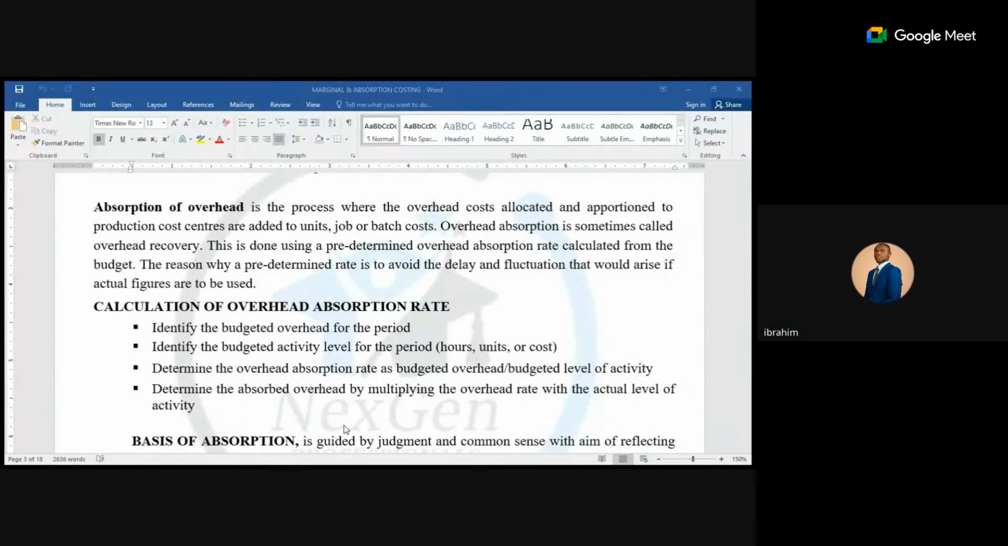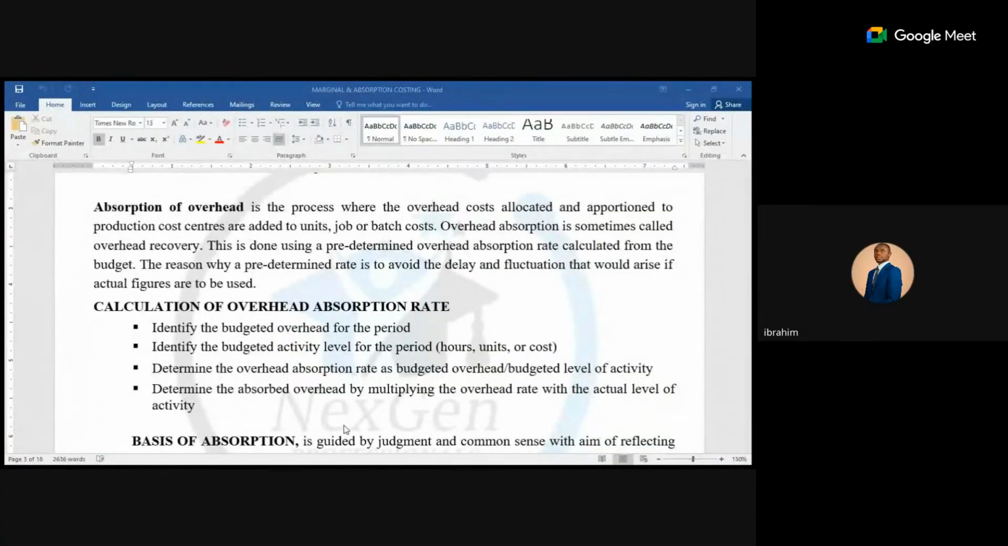Now, how do we determine this overhead absorption rate? Overhead absorption rate means cost per one. Absorption means consumption. Overhead means cost that cannot be traced. Rate means per one. You want to determine the cost per one, and it may be on the basis of machine hours or labor hours, depending on the company policy.